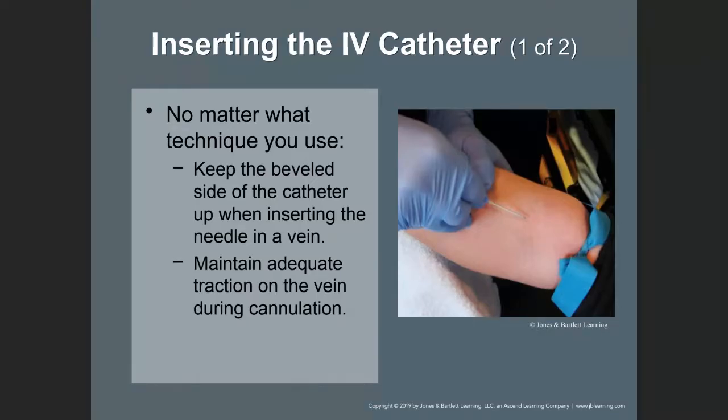Inserting the IV catheter. No matter what technique you use, keep the beveled side of the catheter up when inserting the needle in a vein. Maintain adequate traction on the vein during cannulation. Be careful how you apply traction on the vein because you don't want the vein to flatten out. So sometimes if you put too much traction, it can cause the vein to flatten out, and you don't want that.